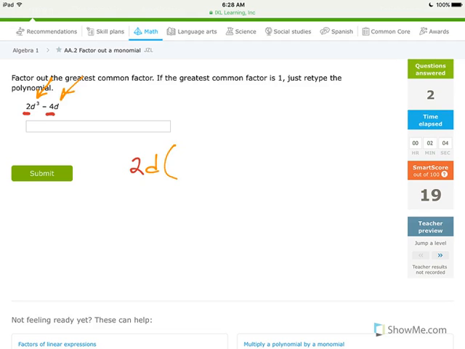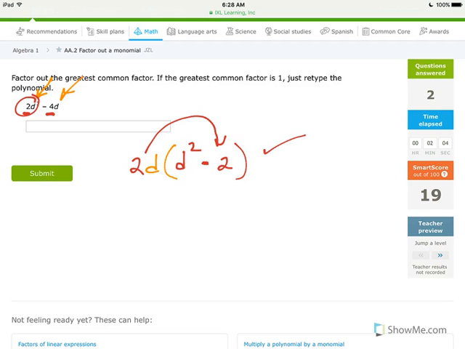And what would have to be left behind? So you would need a d squared, because 2d times d to the second would be the first term, 2d to the third, minus, and what would we need on the second term? You would need a 2, because 2d times the 2 should get you 4d. So that's going to be your factored form.